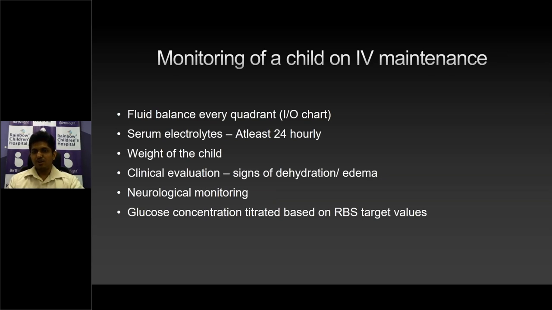Weigh the child every 24 hours. Sometimes subtle SIADH can be detected by a mild increase in weight of the child, before puffiness and everything happens. So the increase in weight will give you an idea of the AVP excess state. Clinical evaluation, obviously we all will be doing. Neurological monitoring to identify electrolyte disturbances early, if you are not monitoring very frequently, and glucose concentration. For a patient who is completely on IV maintenance fluid, we would request an RBS, a random blood sugar, at least every 12 hourly, to check whether it is in the target range or not.